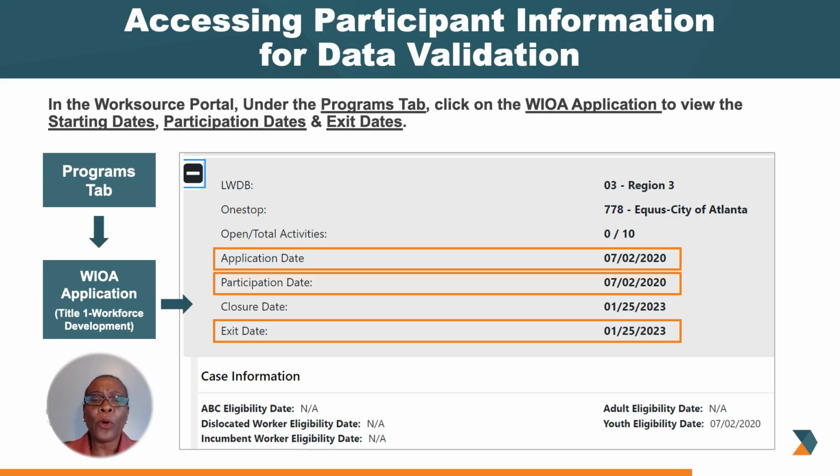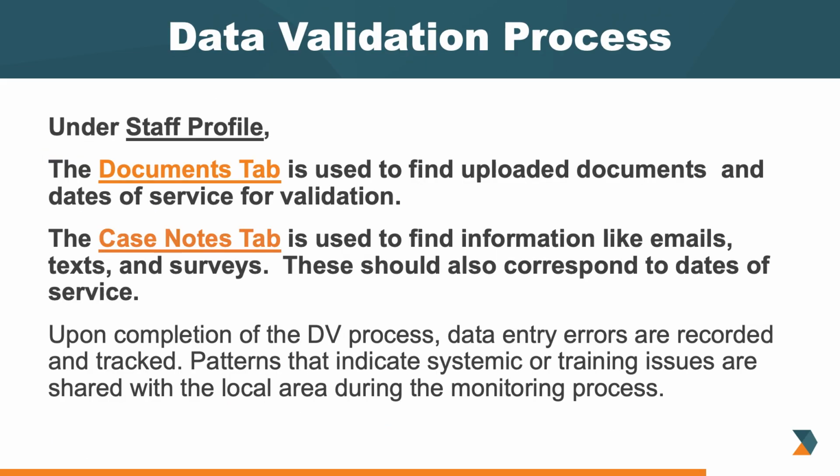In the WorkSource portal, under the Programs tab, the reviewer clicks on the WIOA application to view the starting dates, participation dates, and exit dates. This information lays the foundation of the entire review. The Document tab is then used to find appropriate uploaded documents and dates of service valid.